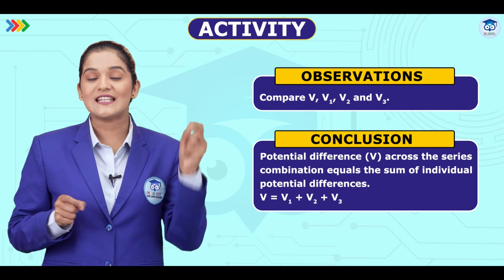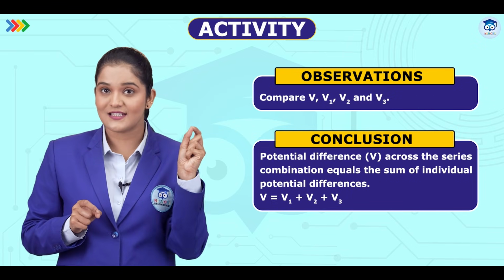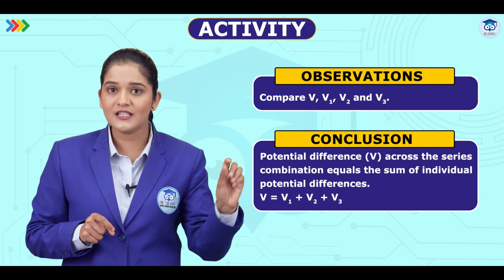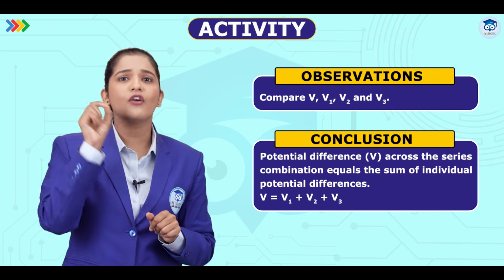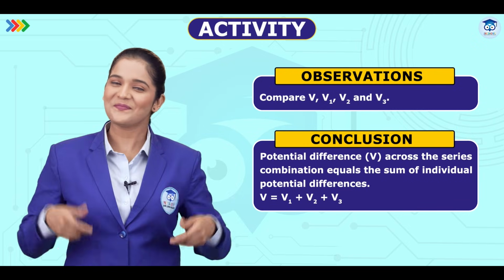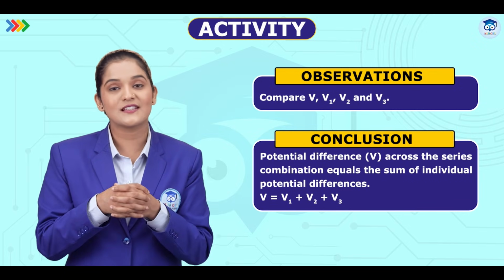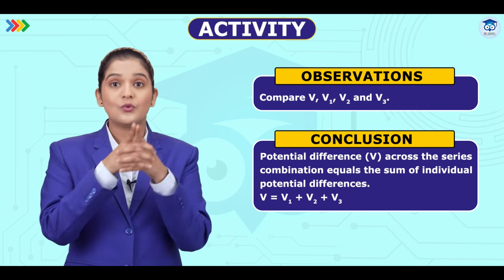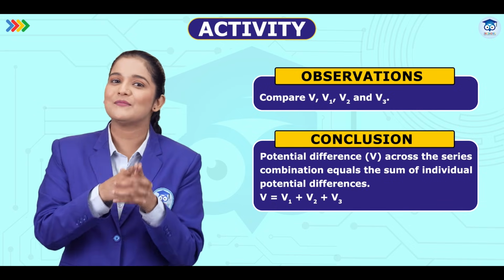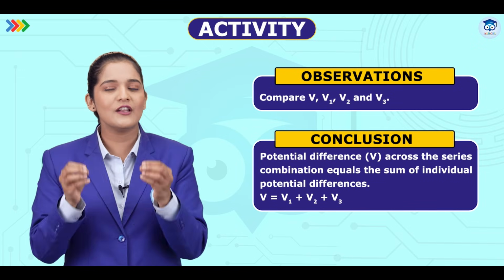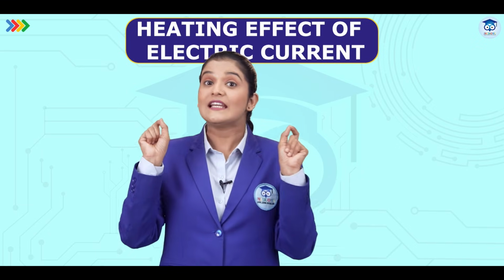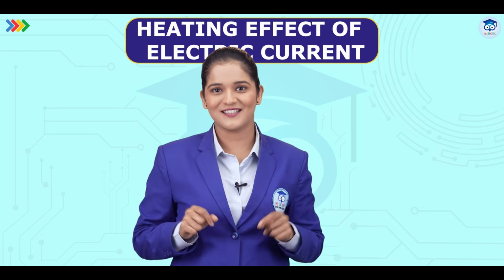This confirms that in a series combination of resistors, the total potential difference across the entire arrangement is equal to the sum of the individual potential differences across each resistor. This is mathematically expressed as V is equal to V1 plus V2 plus V3, and the experimental setup and data fully support this conclusion. Let us now proceed with the concept of the heating effect of electric current.